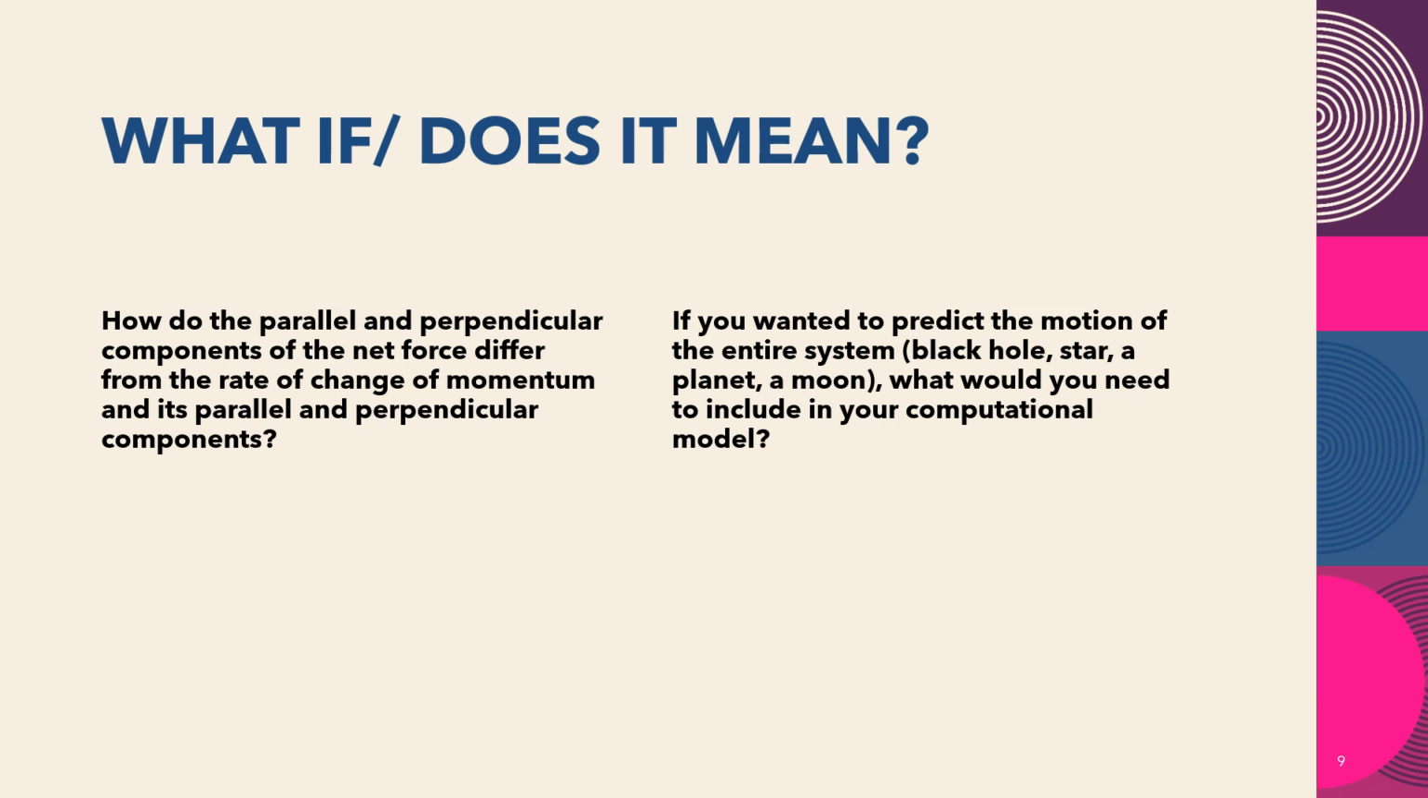Now, if you wanted to predict the motion of an entire system, black hole, star, planet, moon, you would need to include the net forces of every single object on every single other object, like the black hole on a star on a planet on a moon, and so forth.